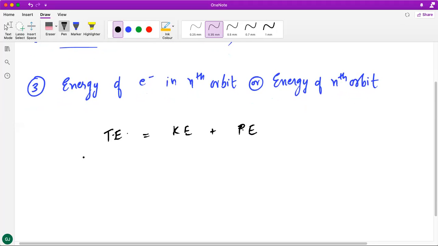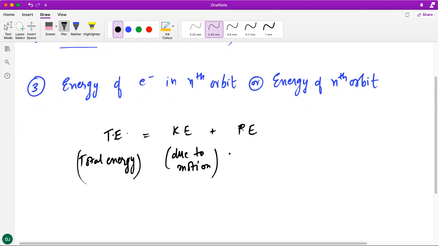Right? What is this potential energy due to? Is it some gravitational potential energy? Or what is it? Where is this potential energy coming from? Correct. Electrostatic.